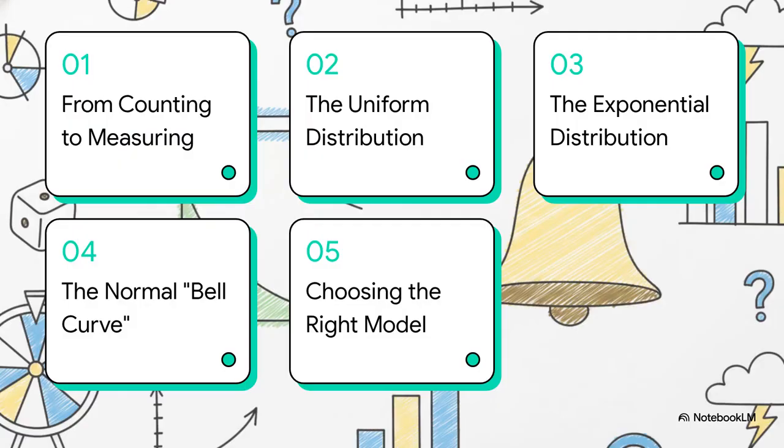So here's our game plan for this explainer. We're basically going to build a statistical toolkit together. First, we'll talk about the big shift from counting things to measuring them. Then we'll add 3 essential tools to our kit: the uniform, the exponential, and of course the famous normal distribution. And finally, we'll figure out how to pick the right tool for the right job.